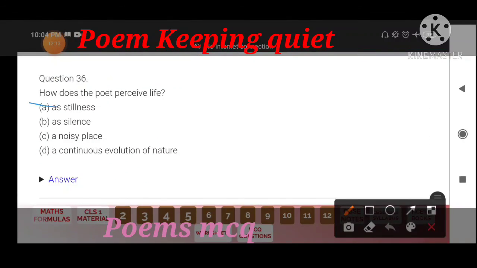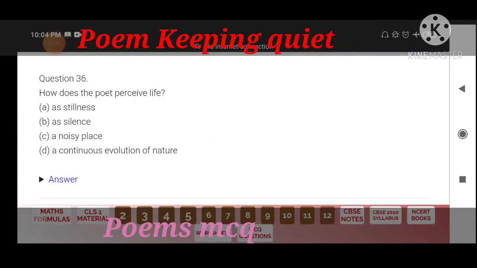How does the poet perceive life? As stillness, as silence, as a noise place, a continuous evolution of nature. So answer will be a continuous evolution of nature.